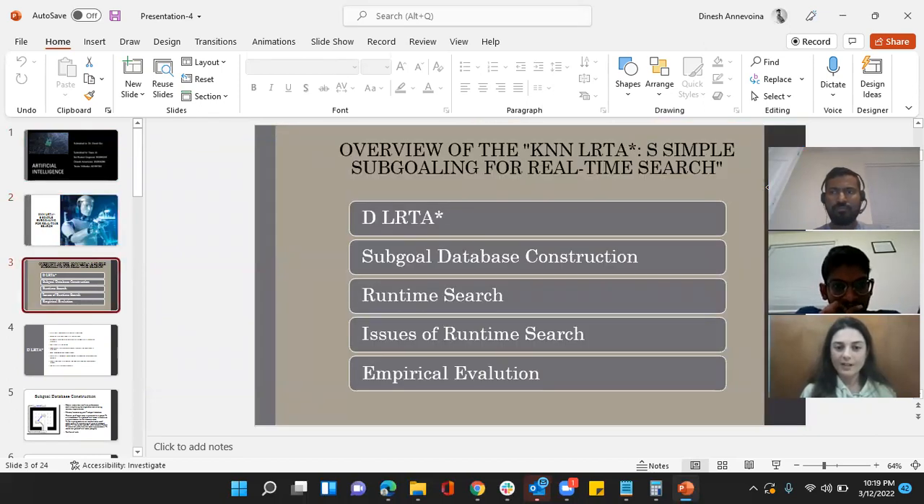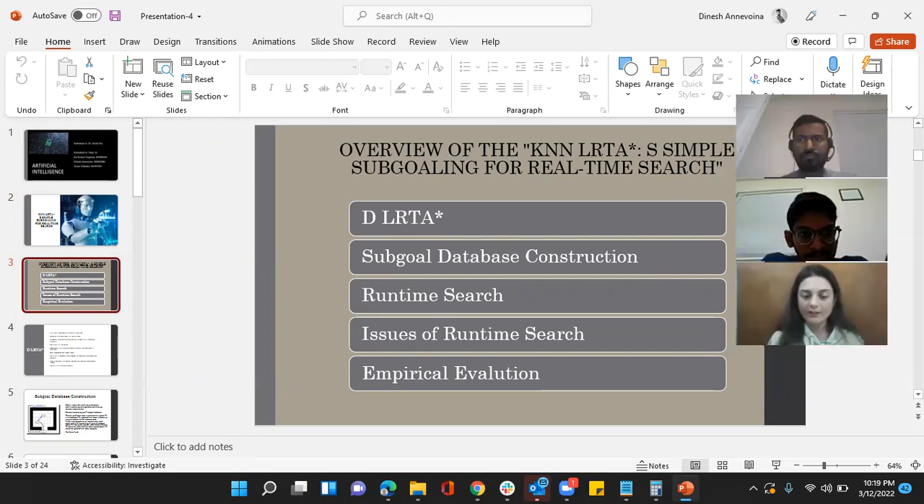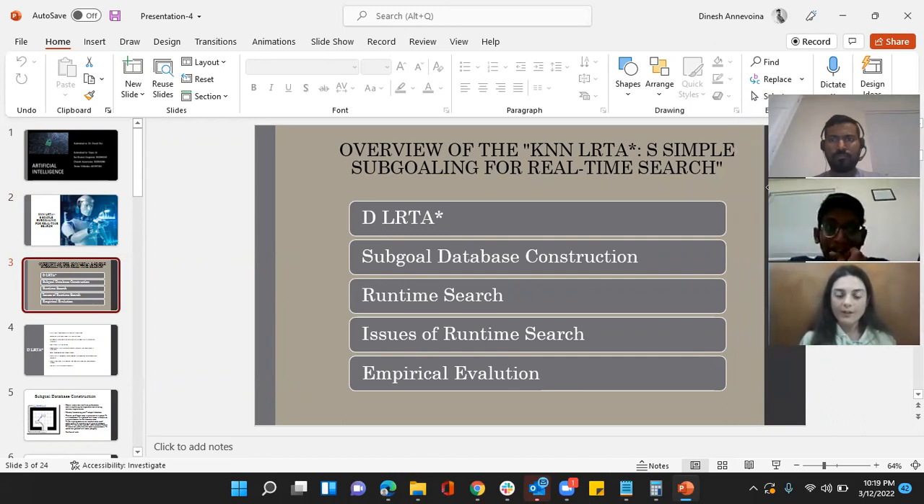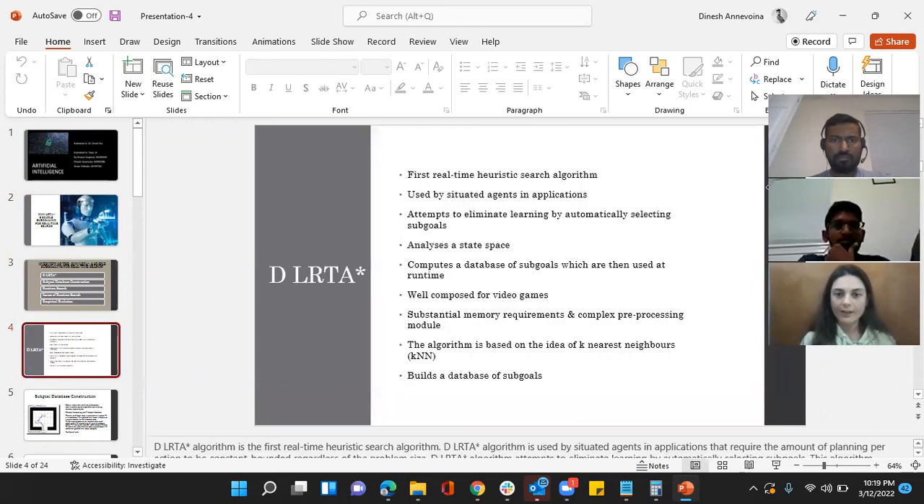First, I will discuss the algorithm in general, kNN LRTA*. Then we will talk more about subgoal database construction. Then I will talk about runtime search and the issues of runtime search. And in the end, I will mention the empirical evaluation. Let's start with the algorithm.